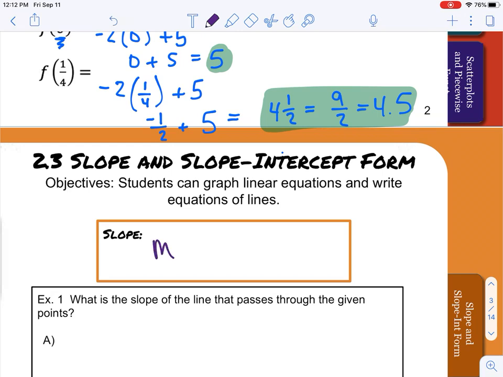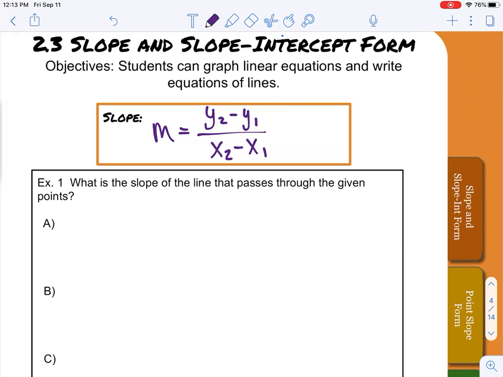If you recall, the slope in our slope-intercept form equation is our m. And to find that, we take our changes in y's, so y2 minus y1, over our changes in x's, x2 minus x1.